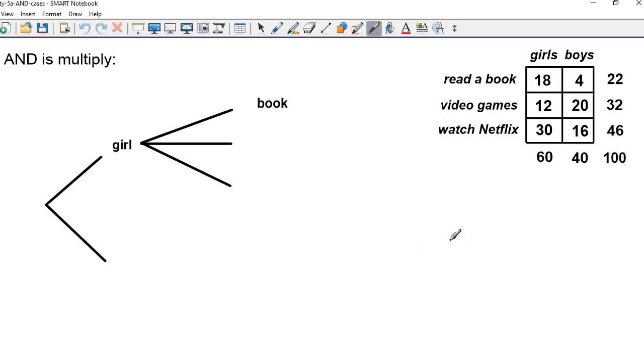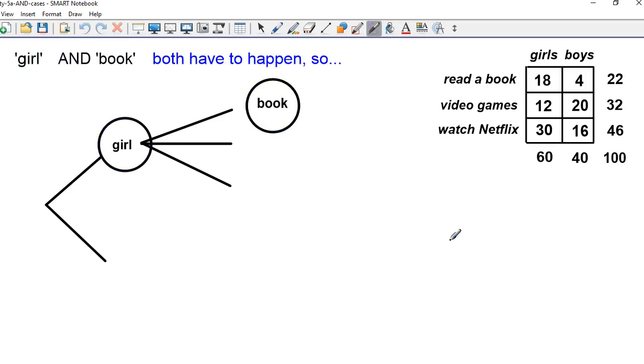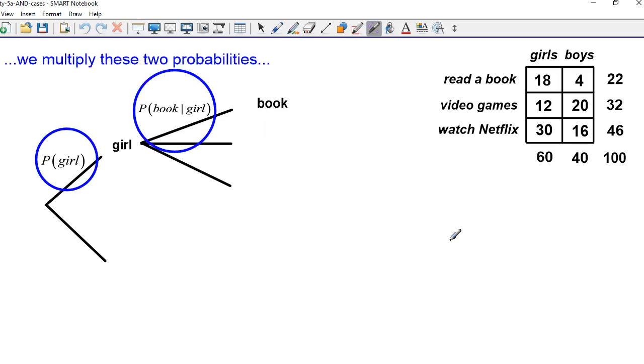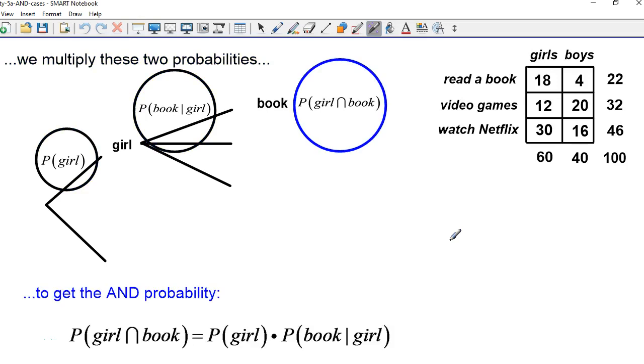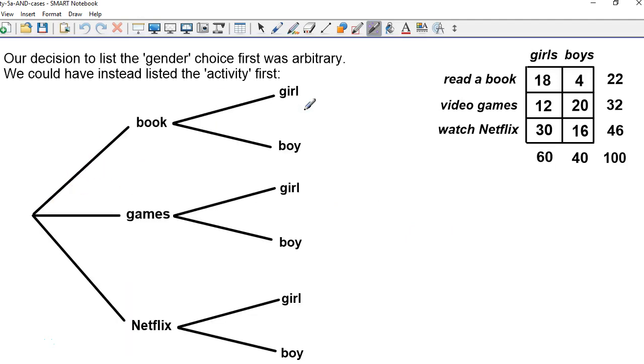So let me build it for you, right? AND is multiply, we know that's true, right? Girl and book, meaning those things happen. They both have to happen, so that means that we have to multiply these two probabilities, the probability of girl times the probability of book given girl, in order to get the AND probability of girl and book. So that's a good way to remember and be able to rebuild the formula.